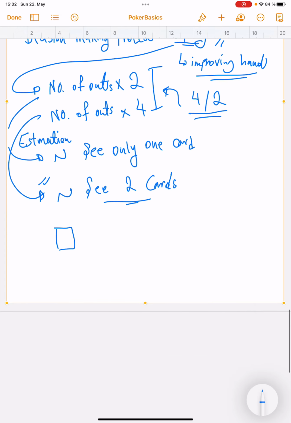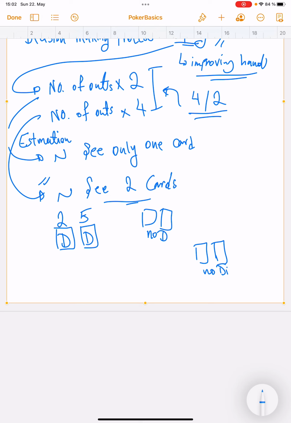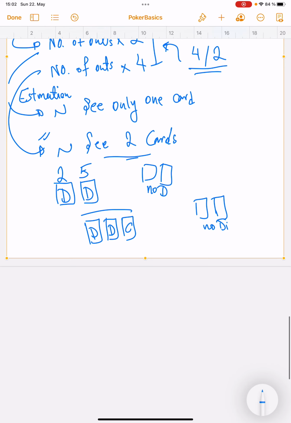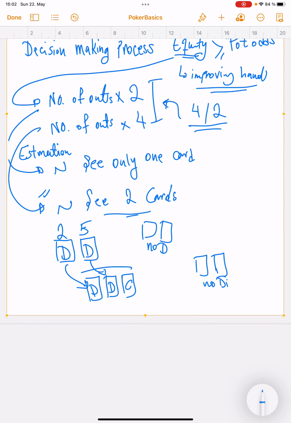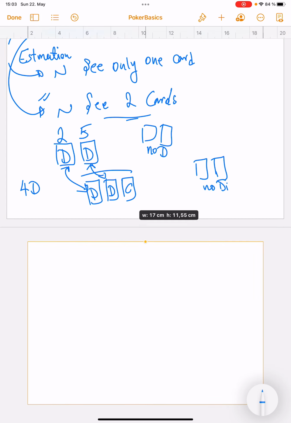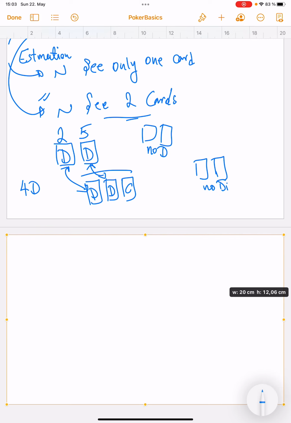So we can have an example to make it easier to understand. Suppose you have two diamonds, it can be 2 and 5. And there is another guy, he has no diamonds or whatsoever. There's another guy and he also has no diamonds. And suppose that the flop comes with a diamond, and a club. These numbers are completely irrelevant for this example, but you see that you have 4 diamonds, and if one more diamond comes, then you will get your flush. So now we want to calculate the actual probability in this case.